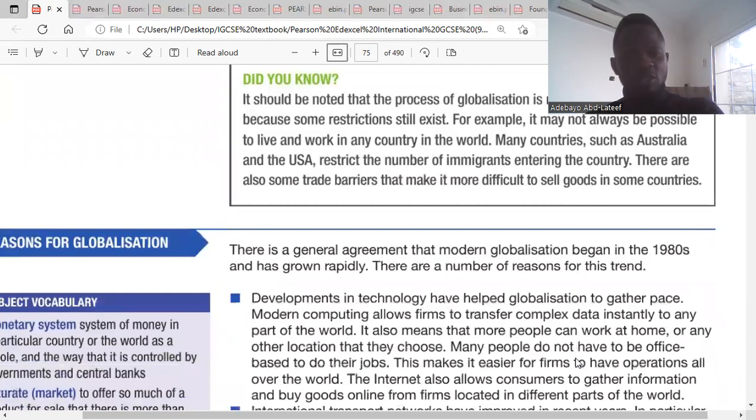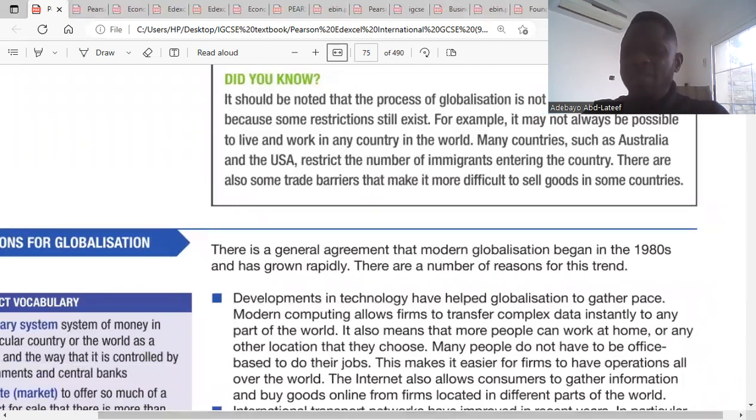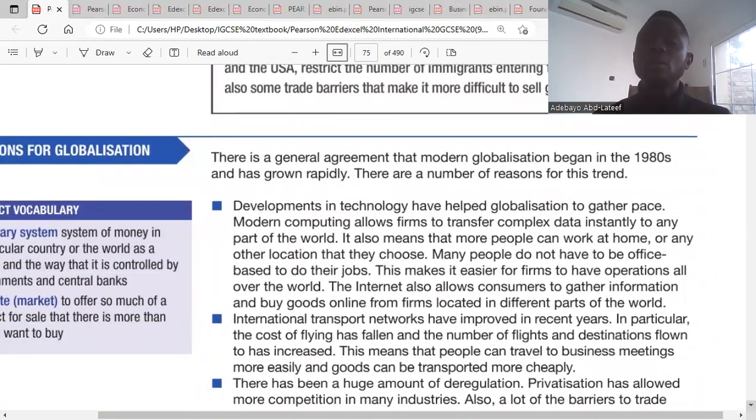Reasons for globalization. When we talk about reasons for globalization, what makes globalization become effective? That is what we're talking about. What really makes globalization become effective? Number one, development in technology. So we're talking about what makes us able to talk about globalization today. You get the point? So the first one, development in technology.